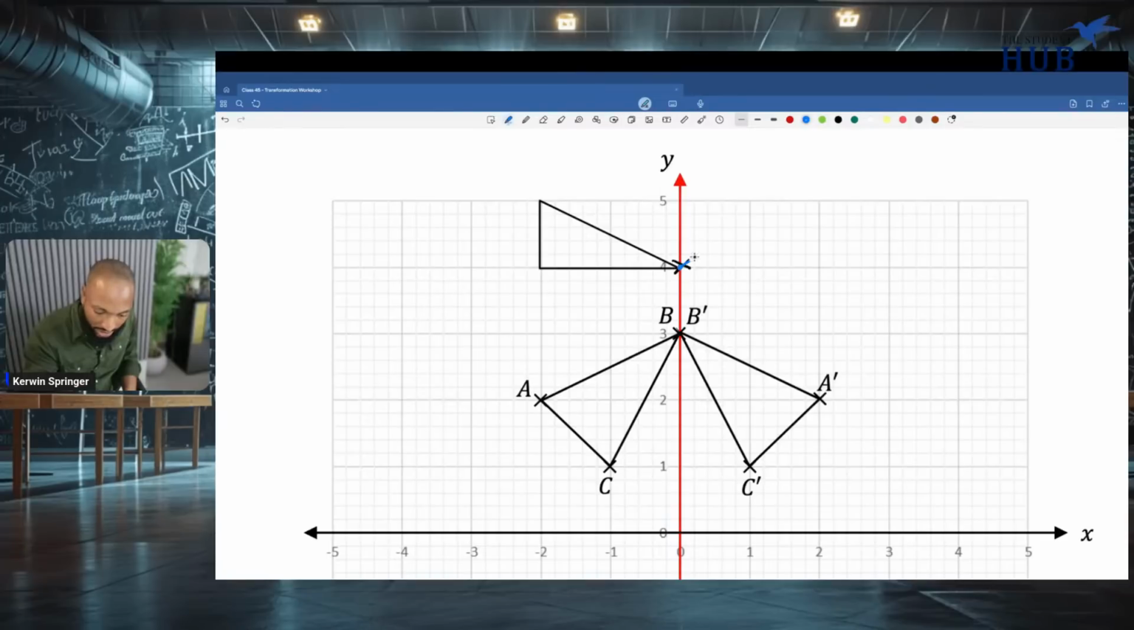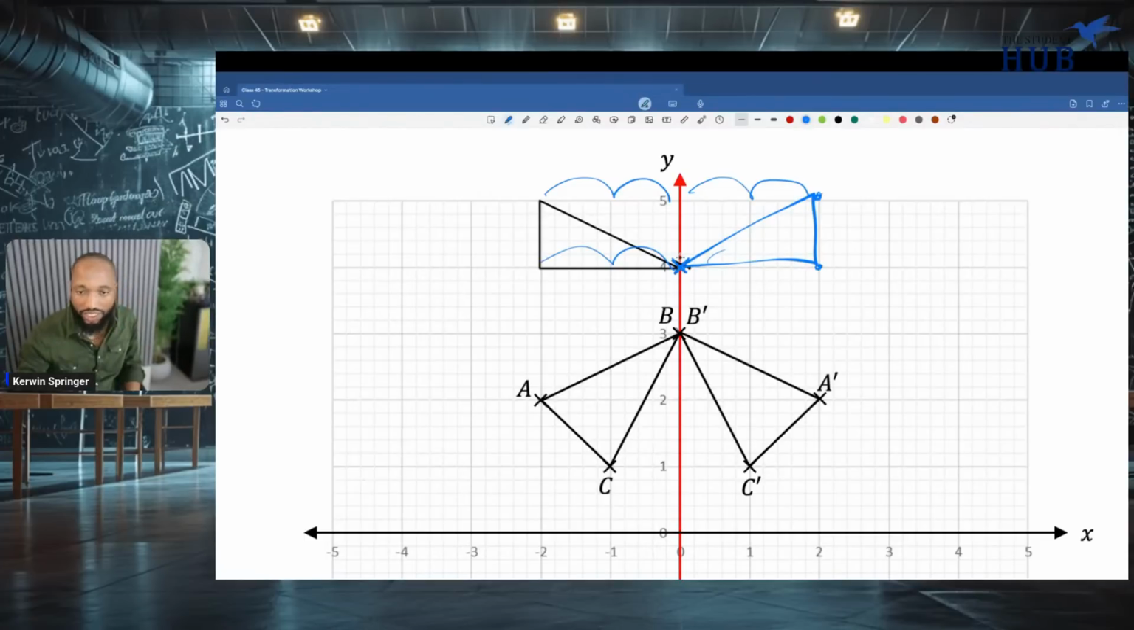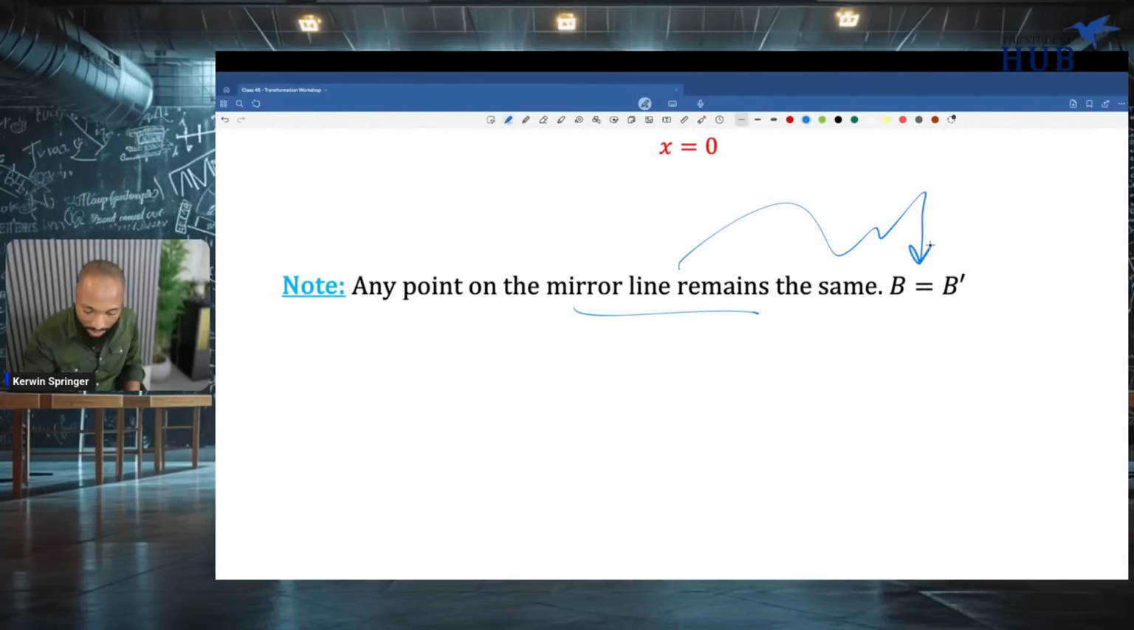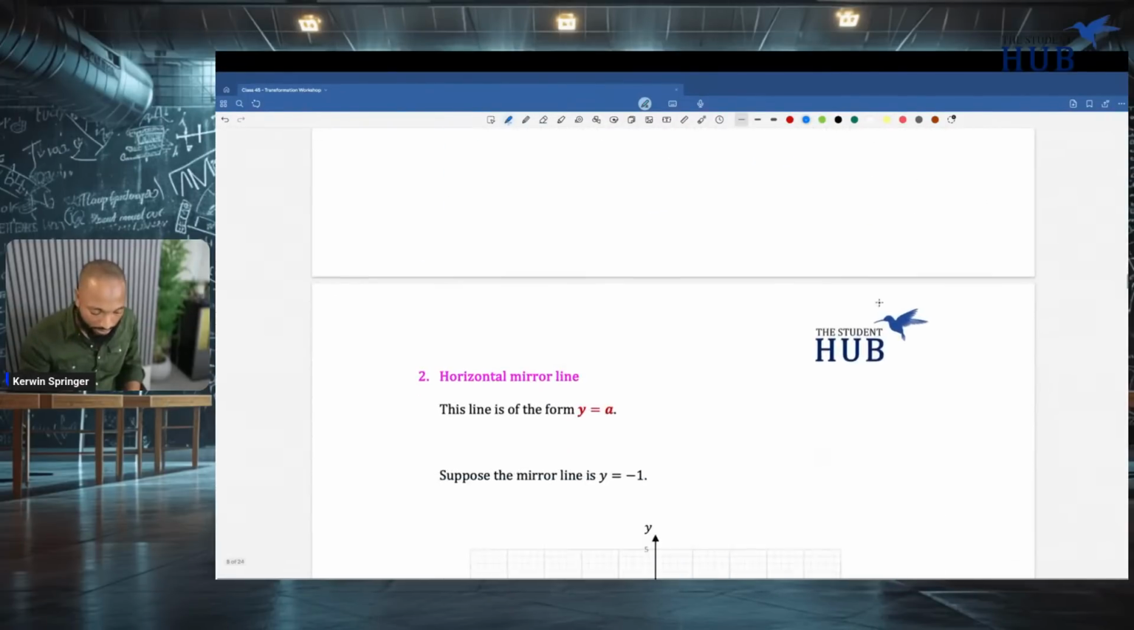This point will stay there. See that? These will get reflected two away. So more like here, 1, 2 away. So here. But any point that is on the mirror line, the reflection stays on the mirror line. Any point on the mirror line remains the same. B is the same as B prime.